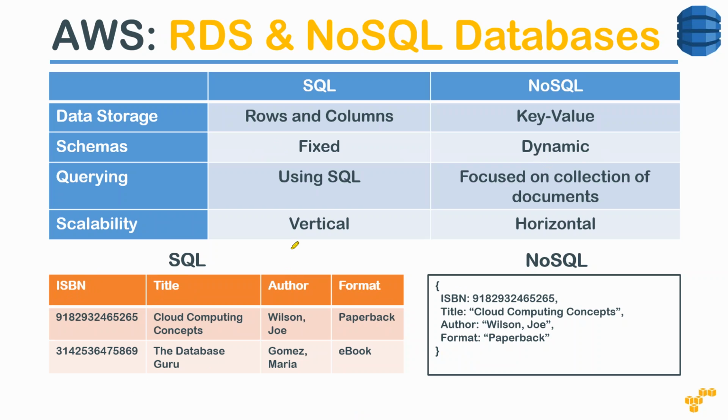And when it comes to querying, you have to use an SQL based query language to query the data. You have to say where title equals cloud computing concepts, get me the author name. You can do queries like that. Whereas with NoSQL, the query is based on collections. You get this entire collection, and again you query within this collection, asking what are my keys. For example, the key is format here, and what is the value of the format key? Then you get the answer, paperback. So it is very dynamic for NoSQL.